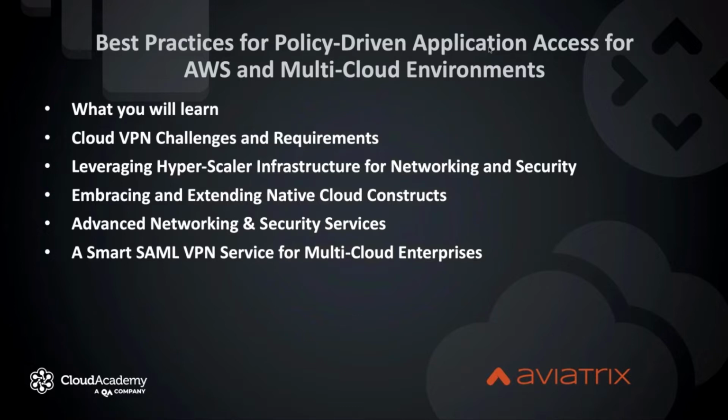We'll talk about leveraging the hyperscaler infrastructure for networking and security. AWS and Azure, Google, they've built fabulous infrastructures and are offering infrastructure as a service. So how do you best take advantage of those to do things like secure VPN access in the cloud? We'll talk about how the Aviatrix product embraces the native constructs in those cloud environments, but also extends those to add advanced networking and security services, which we'll touch on as we go through.